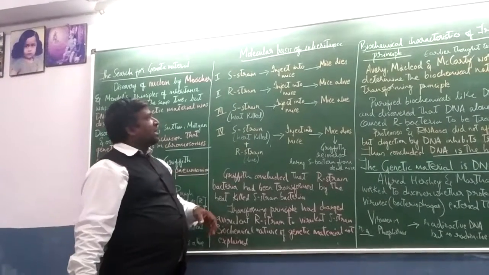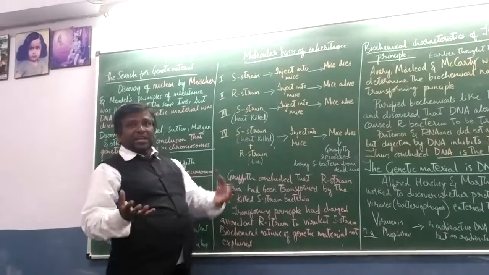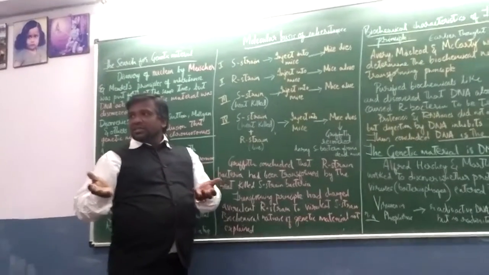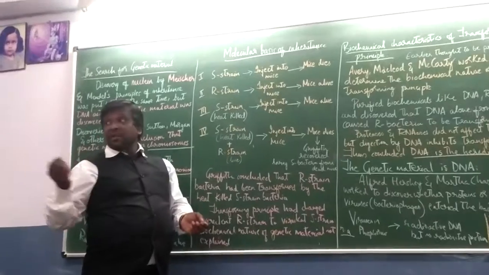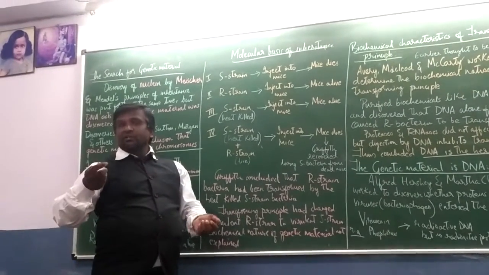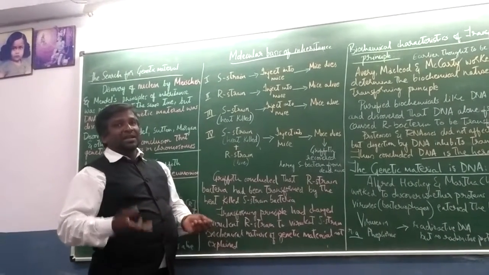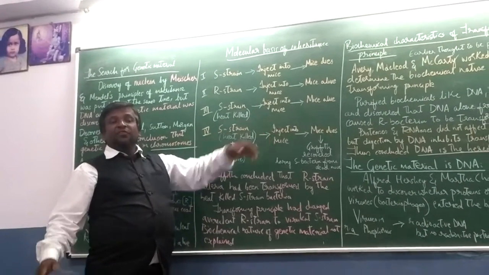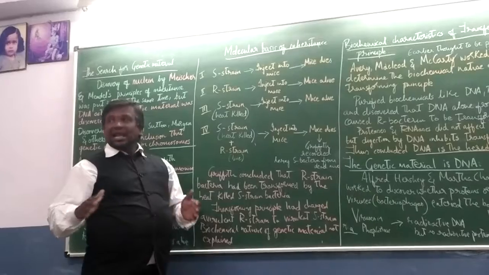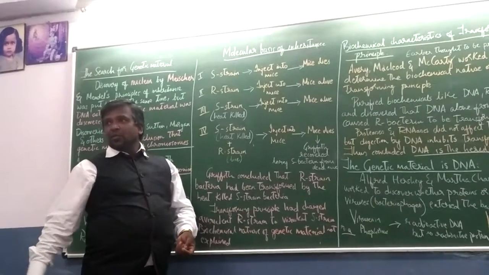Then he heated the S strain of Streptococcus pneumoniae, and the bacteria were killed. But the DNA material remained active even though they had been killed. When the heat-killed S bacteria were injected into mice, he found that the mice remained alive and were not infected by pneumonia.